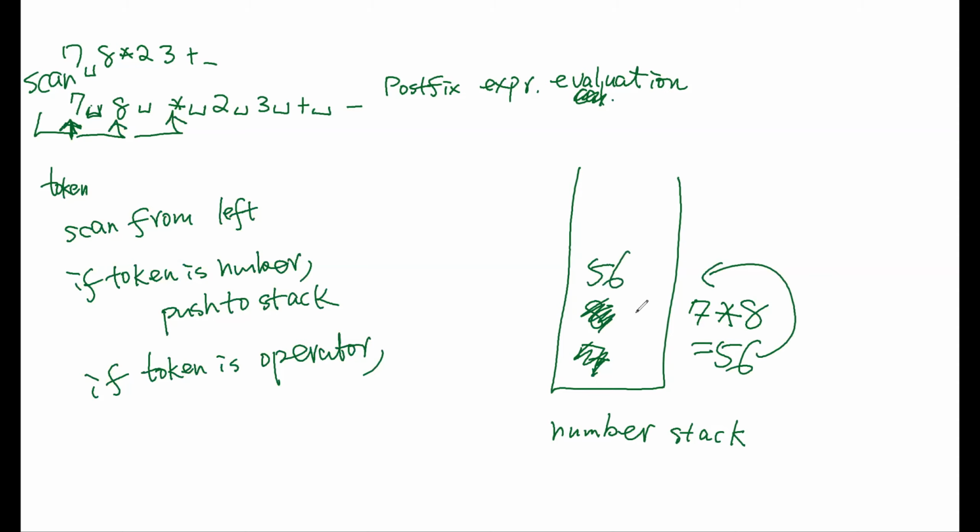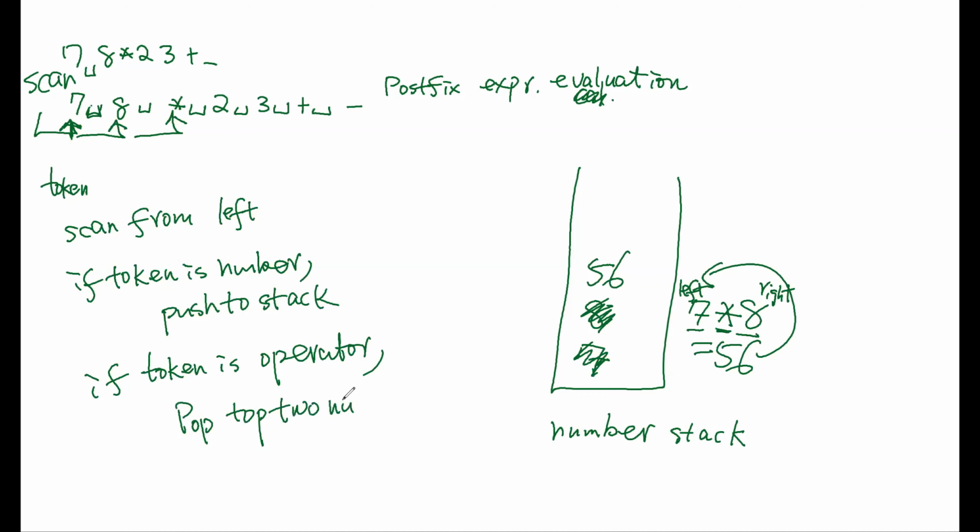Also be careful. When you pop two numbers and apply the operator, which one is on the left and which is on the right? The first number popped out is on the right of the operator, and the second number popped out is on the left of the operator. For multiplication and plus, it doesn't matter, but for subtraction and division, it will matter.